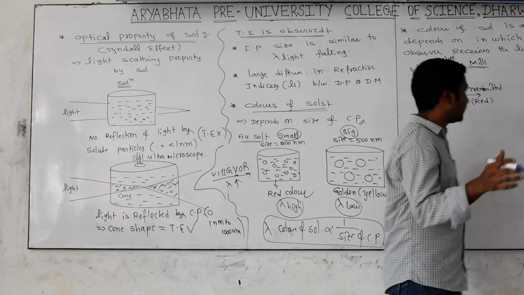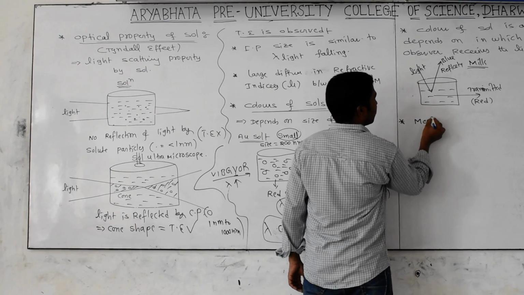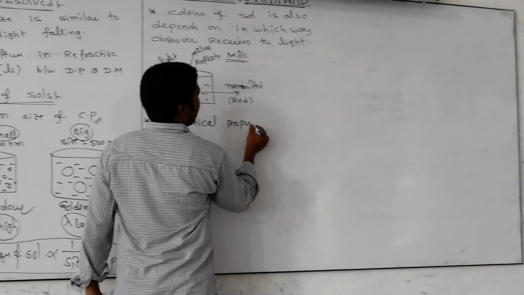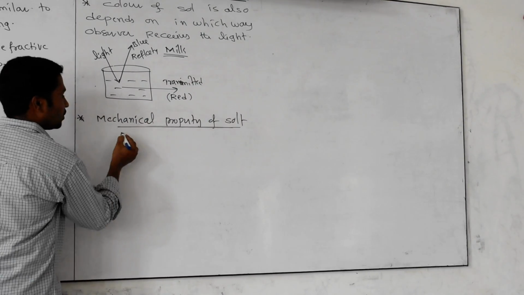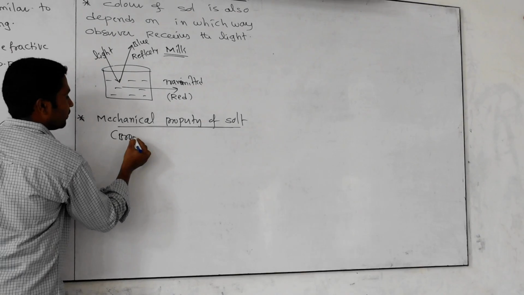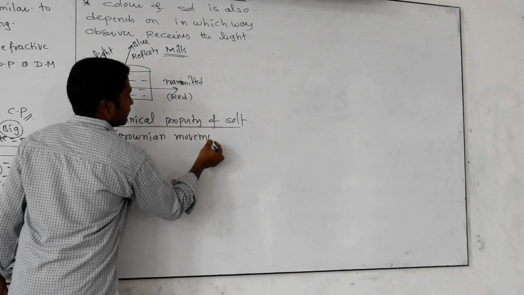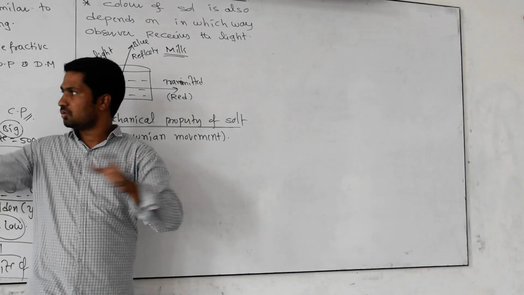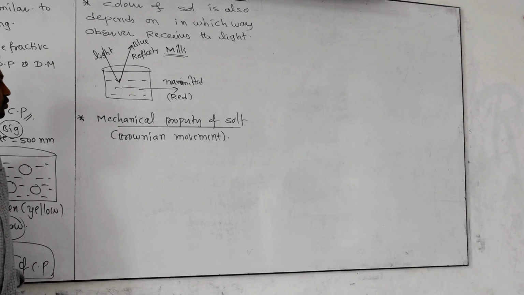That is also important. Now I am explaining one more property, the mechanical property of sol. This mechanical property of sol is also called Brownian movement. This is also important for board examinations. They will ask definitions like a 5 marks question also. What is this? The mechanical property of the sol, also called Brownian movement. Just you see.